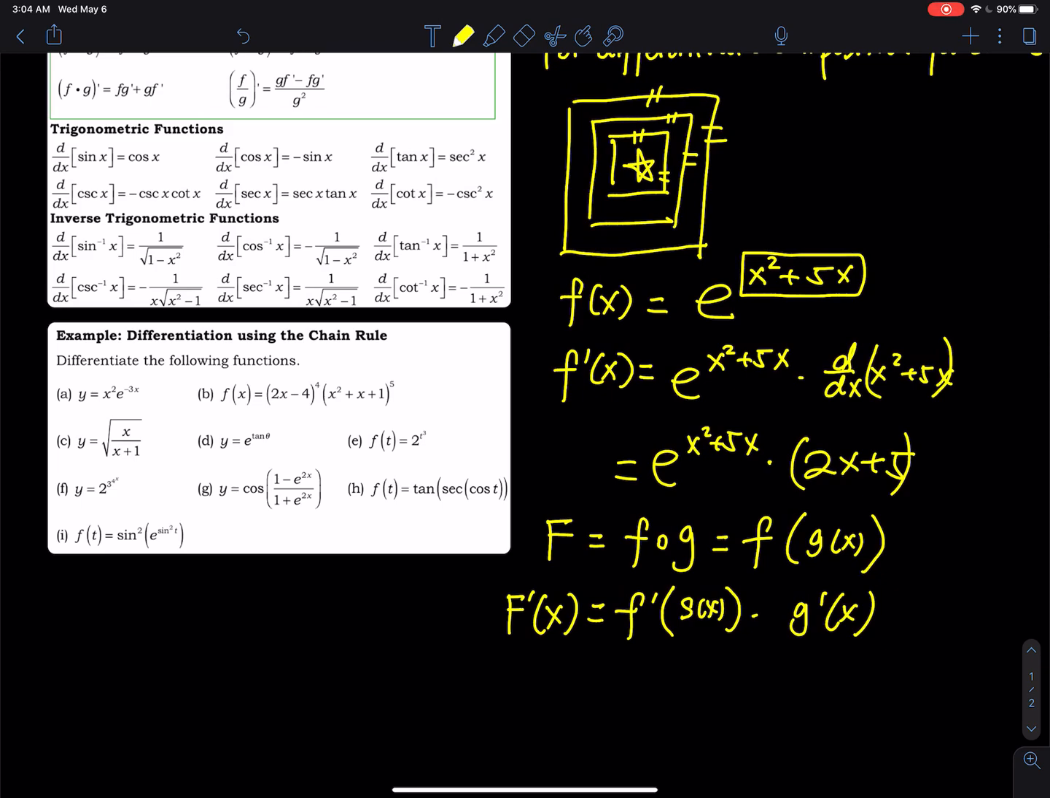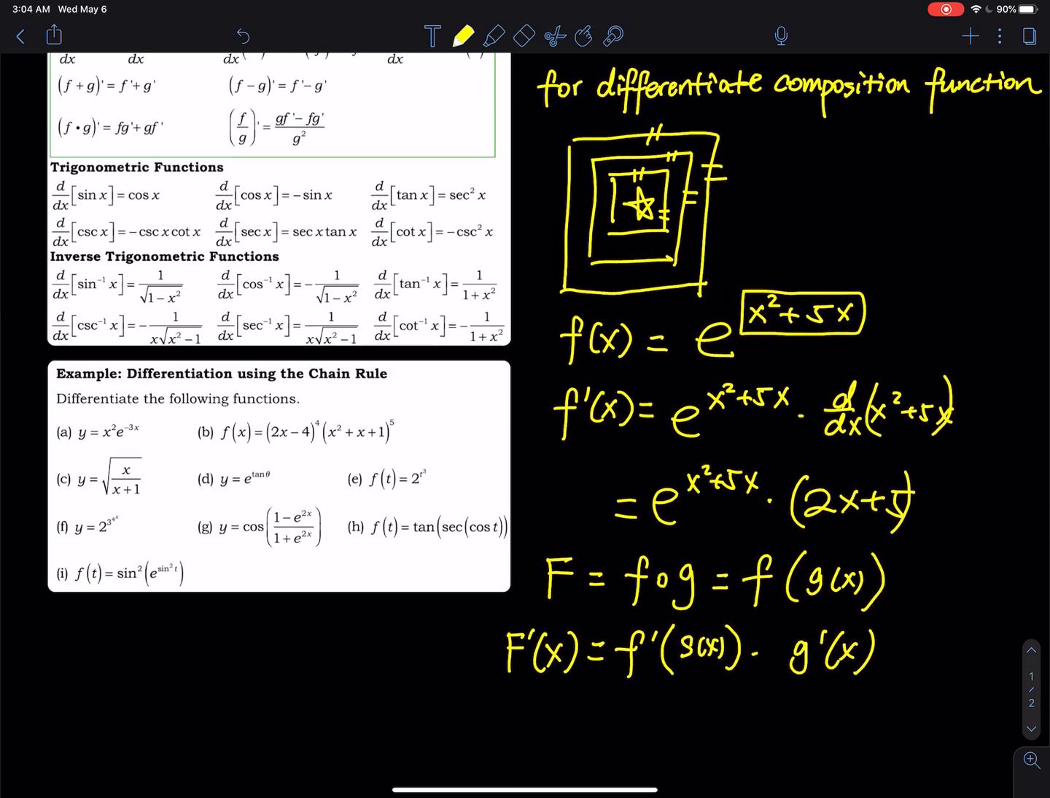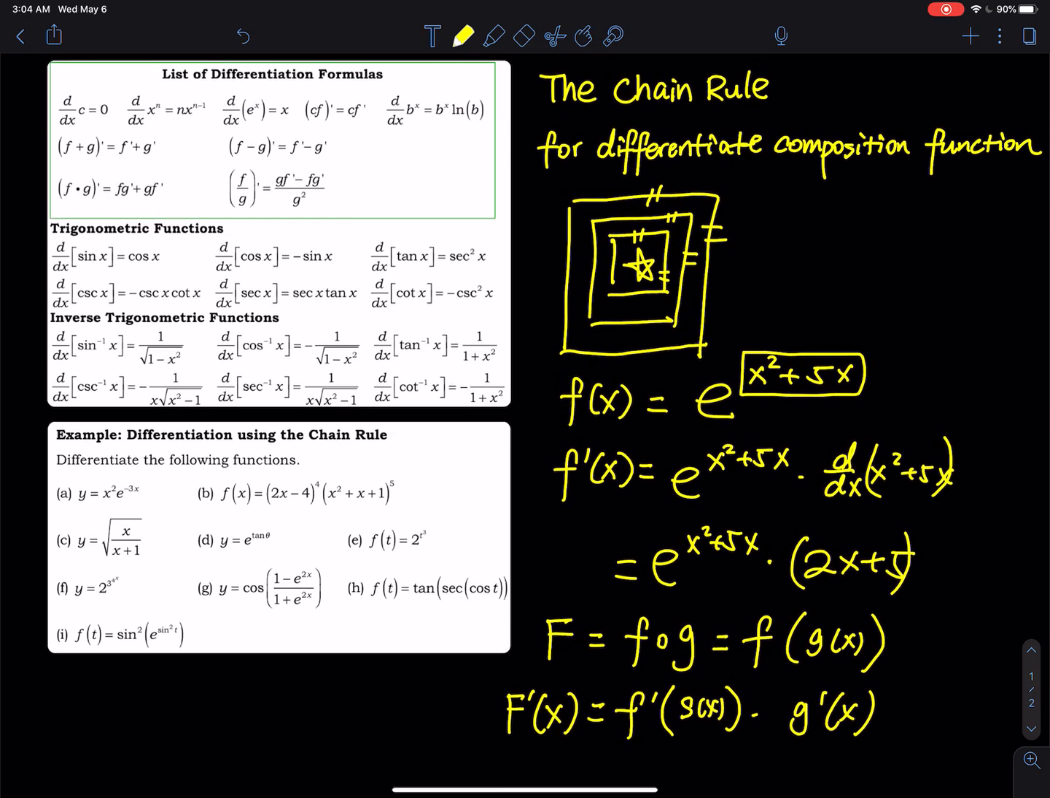And then other than the chain rule, if we go back to the top of the video, we have a list of differentiation formulas. Here are all the formulas we have discussed so far. Using all of these formulas, we are going to differentiate all of these functions using the chain rule.